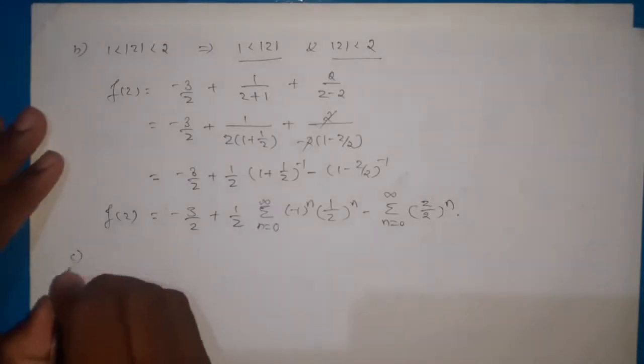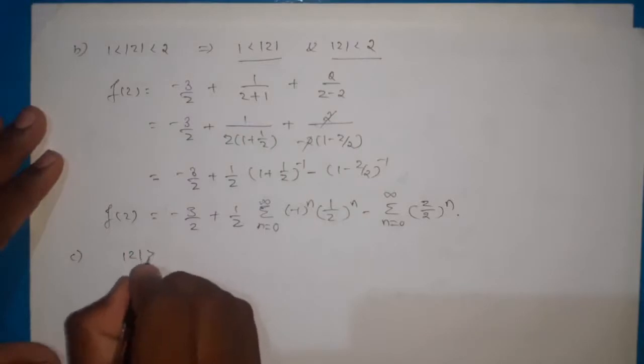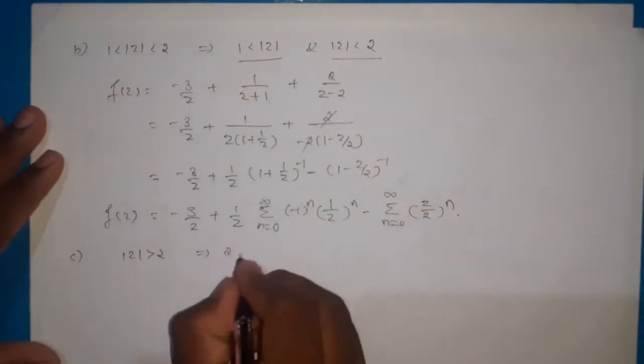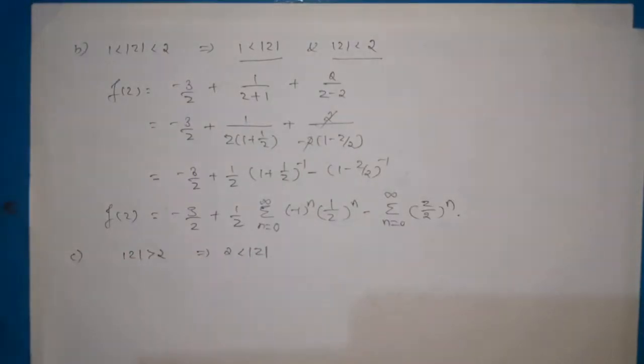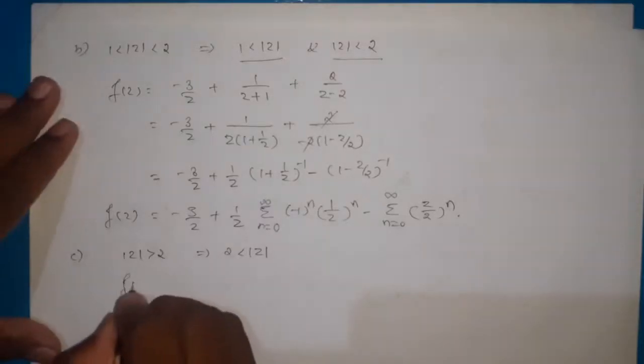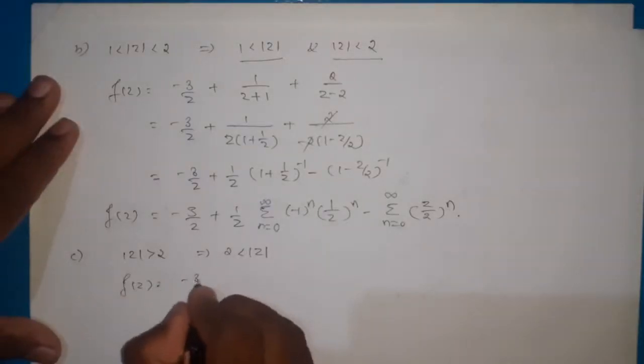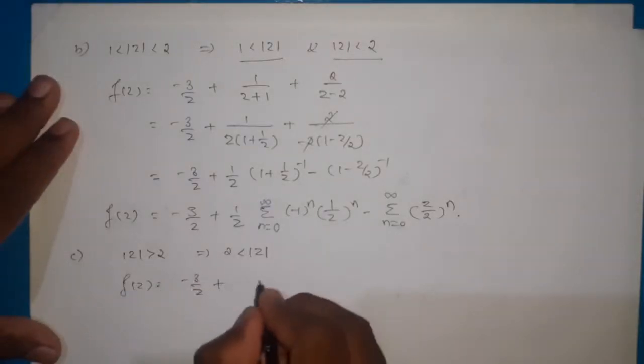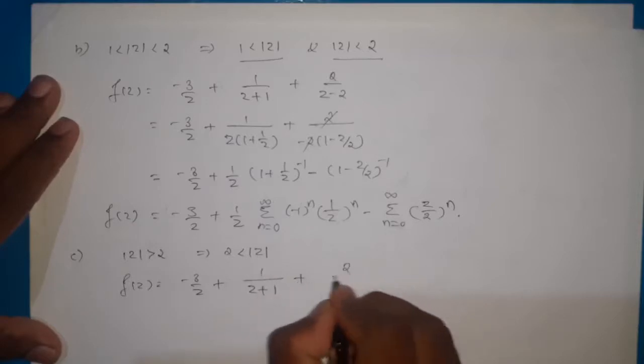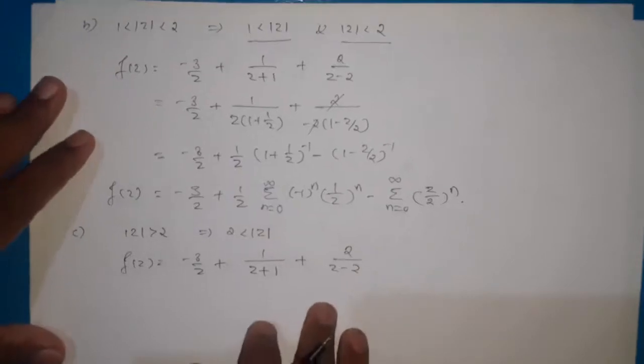And the third region is mod z greater than 2, or 2 is less than mod z. So here only one inequality is given and mod z is greater, so therefore from each factor we need to take that z common. So therefore f of z equal to minus 3 by z plus 1 by z plus 1 plus 2 by z minus 2.